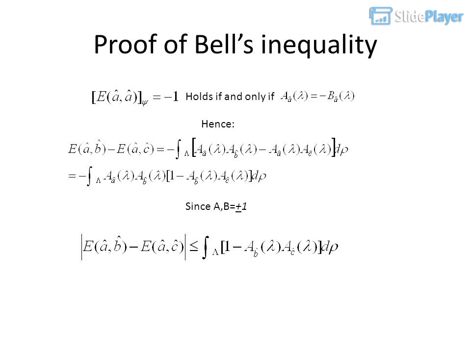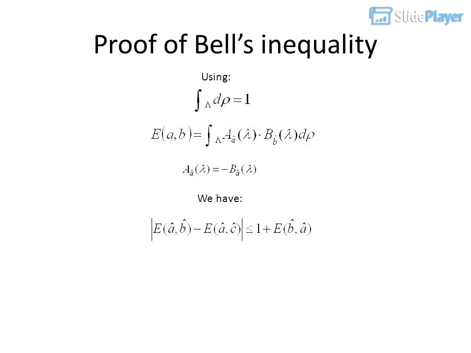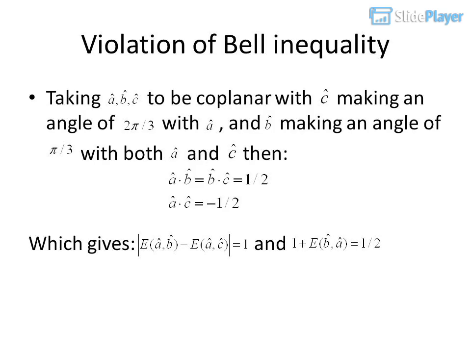Proof of Bell's inequality. Holds if and only if. Hence. Since A, B equal plus or minus 1. Using. We have. Violation of Bell inequality. Taking a, b, c to be coplanar with c making an angle of with a, and b making an angle of. With both angles, then. Which gives, and.